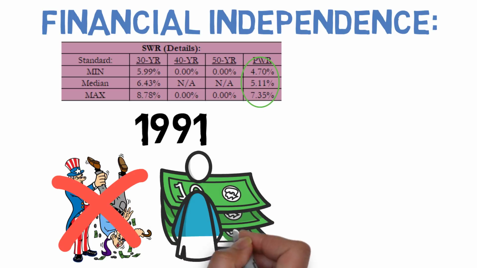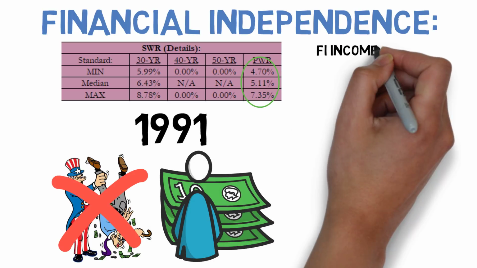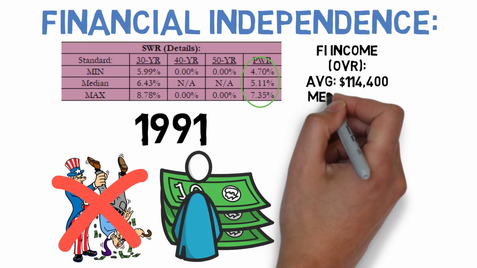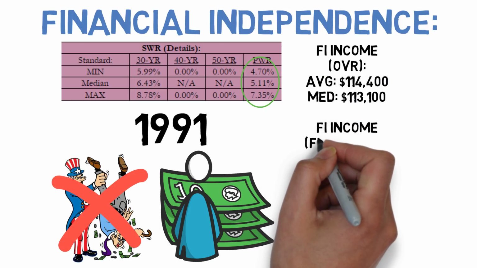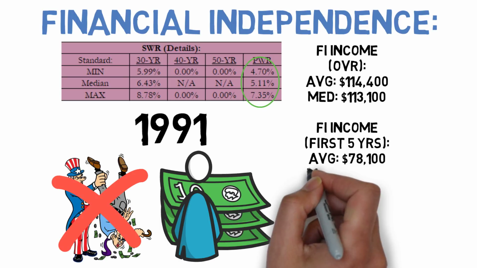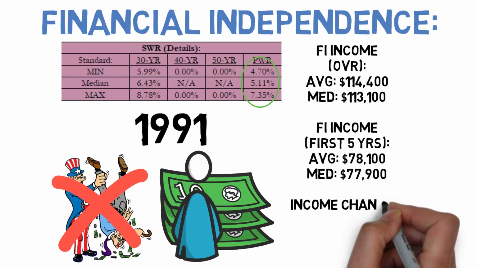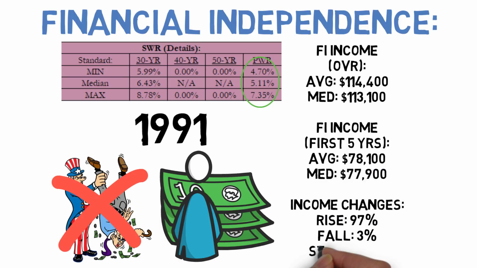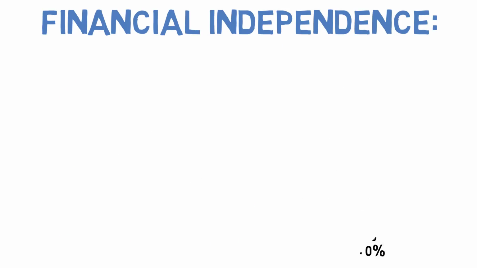In terms of income during financial independence, the global market portfolio generated an average of roughly $114,400 per year on a $1 million nest egg among all the available 30-year cycles. The median income was a bit below that at around $113,100. Over the first 5 years of FI, those figures clocked in at around $78,000 a year each, with income rising in roughly 97% of all years.